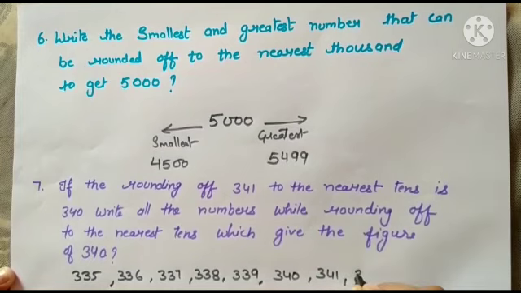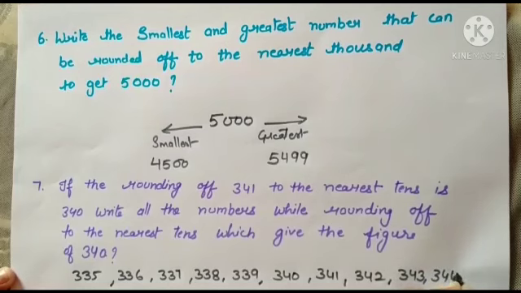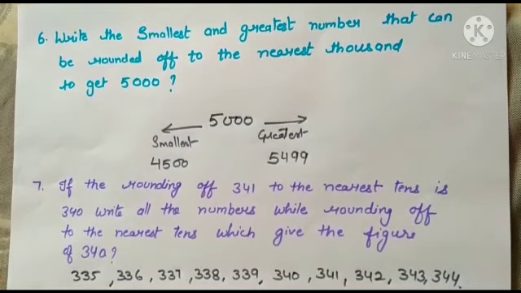341, 342, 343 and 344. So listen carefully, in this question we have to write the numbers which round to 340 as the nearest ten. This is the figure we can take to make 340. I hope students you have learned how to make the number figure in tens, hundreds and thousand place. Write in your fair copy.